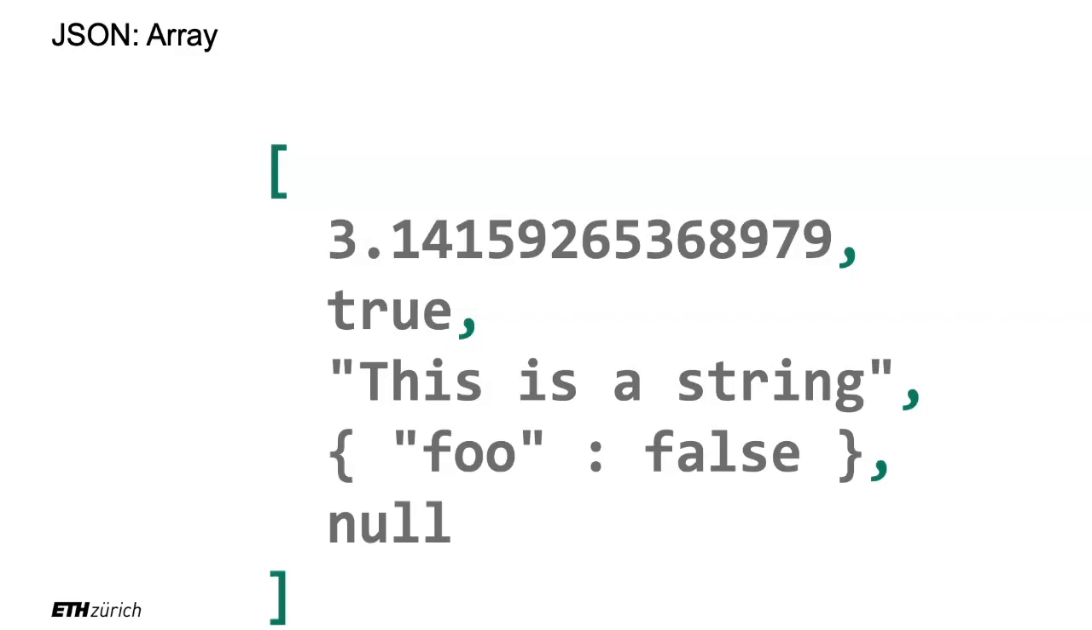So you can have an object in an array, in an array, in an object, in an object, in an array, and so on. So the order is important. There is really the first position, it's a number. The second position is a boolean, and so on.